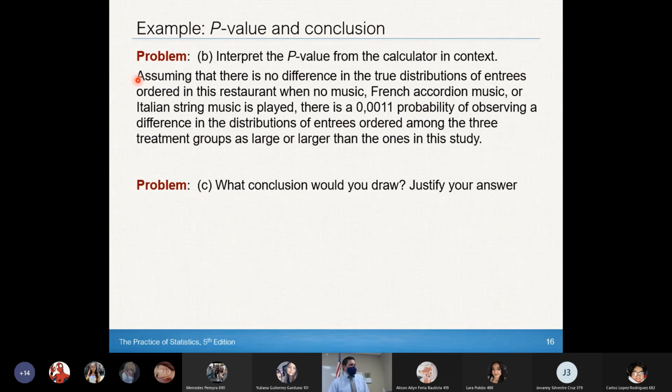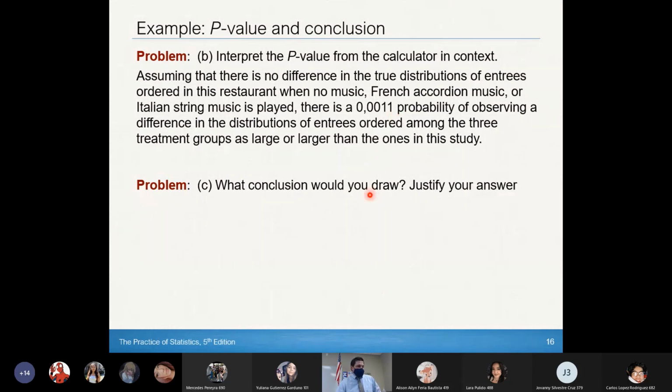Right, so assuming that there is no difference in the true distributions of entrees ordered in this restaurant when no music, French quarter music, or Italian string music is played, there is a 0.0011 probability of observing a difference in the distributions of entrees ordered among the three treatment groups as large or larger than the ones in the study. That is what our p-value represents. Right, that's the interpretation of the p-value in context.